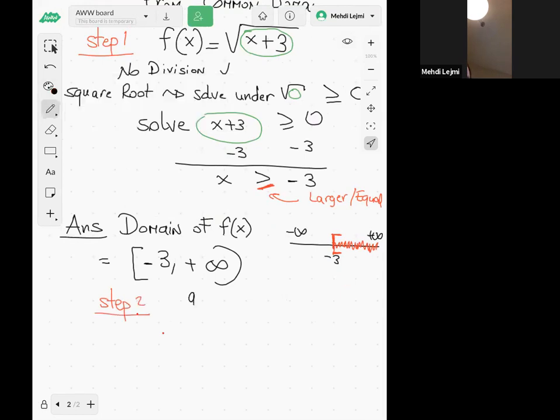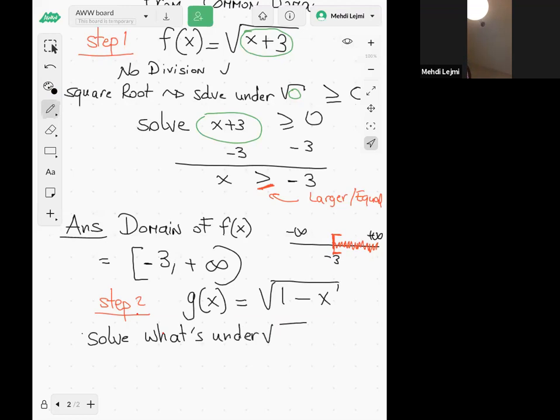So g of x is the square root of 1 minus x. Okay, again, check if there's a division. There's no division. That's good news. But now we do have a square root, so we have to solve what's under the square root larger or equal to 0. Under the square root we have this 1 minus x, right? So we have to solve 1 minus x larger or equal to 0.